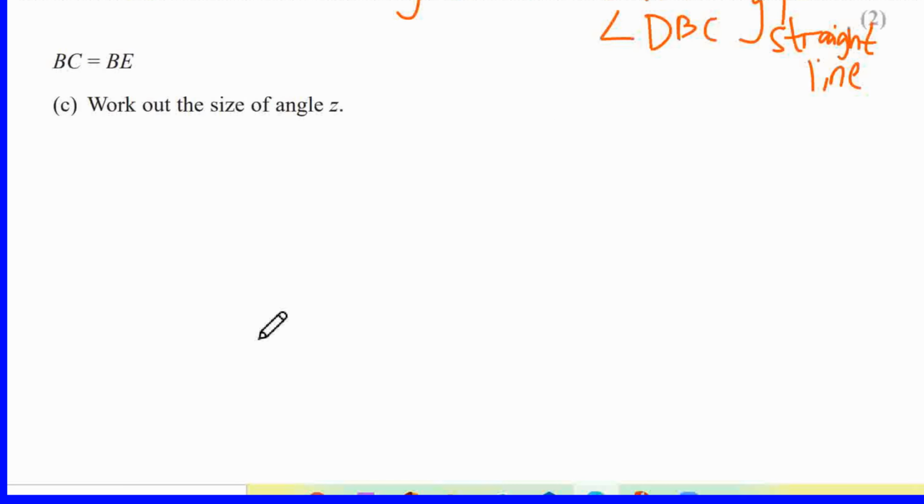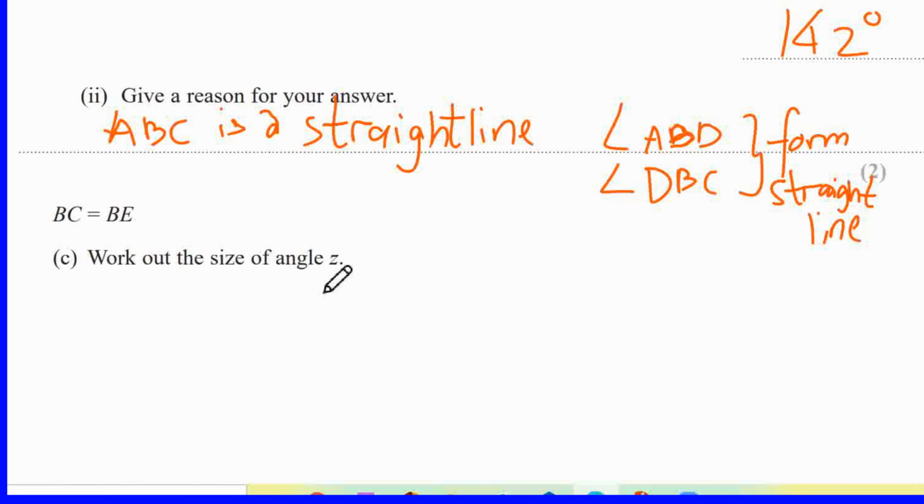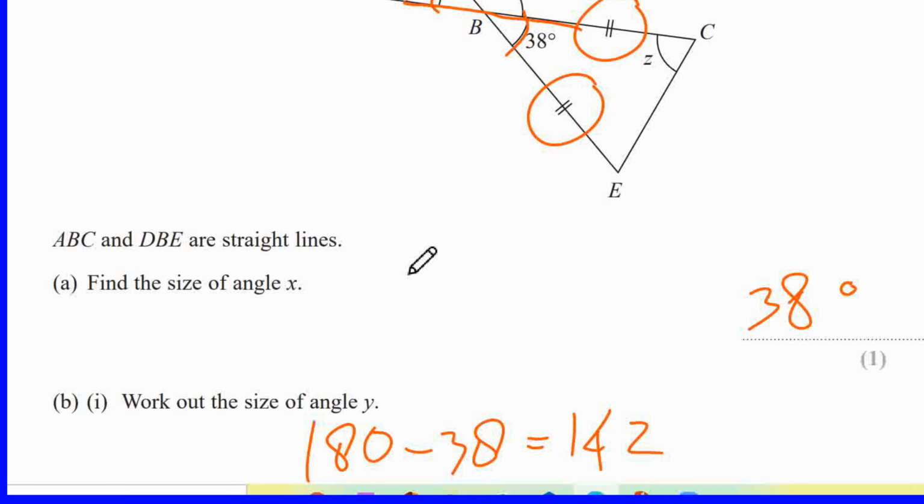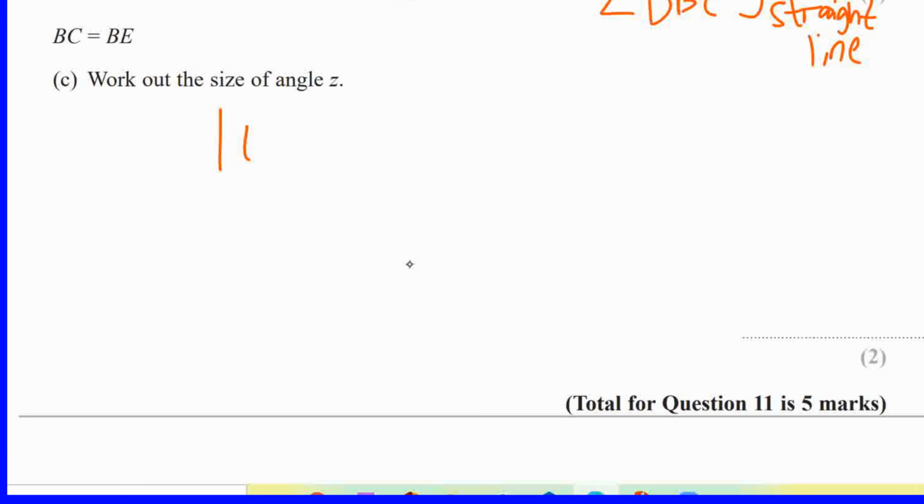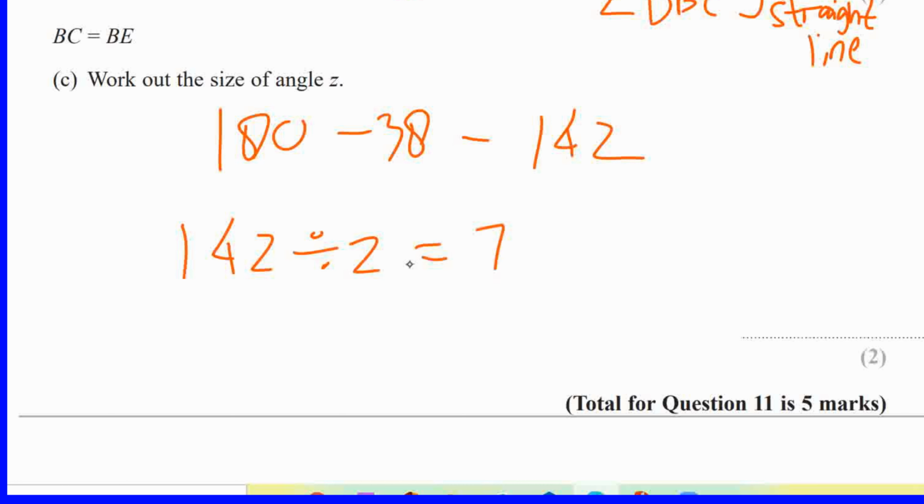So then, what about the size of angle Z? In here, angle Z is a base angle of an isosceles triangle with the top angle of 38. This is the top angle, 38. The other base angle is also Z. Then we just have to do 180 minus 38, which is 142, and 142 divided by 2, which is 71. That is 71.